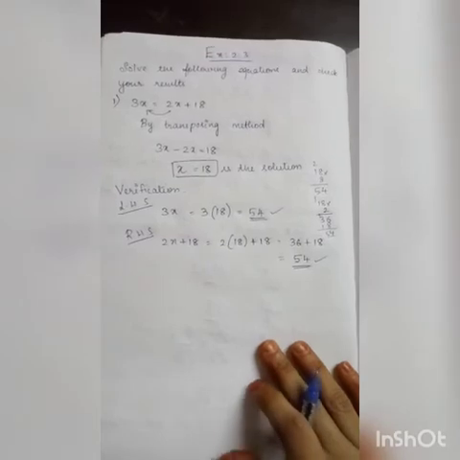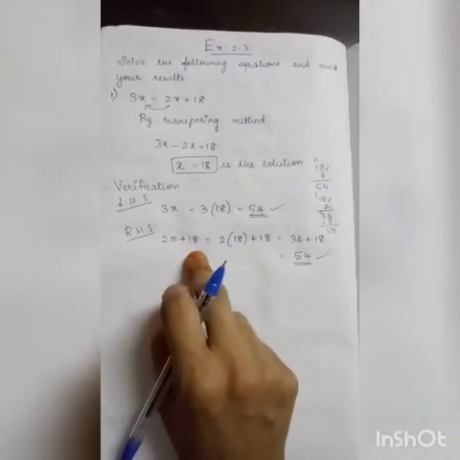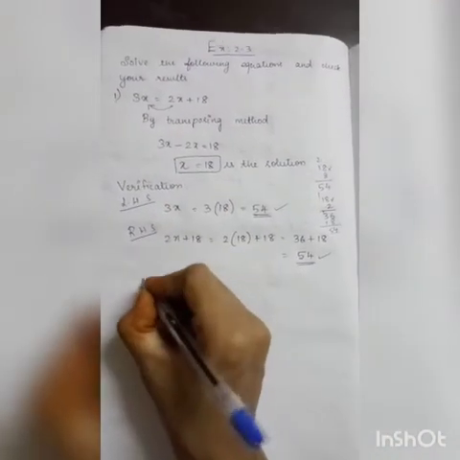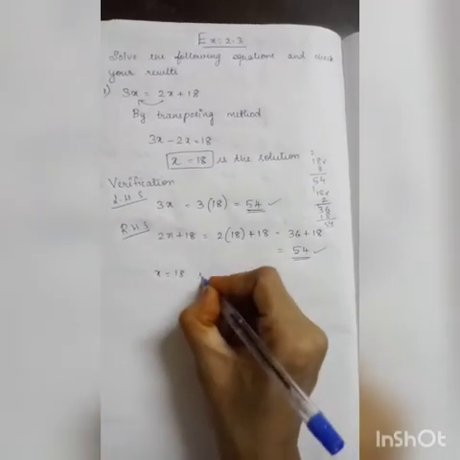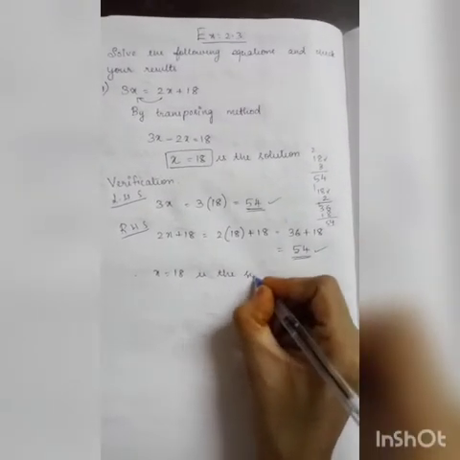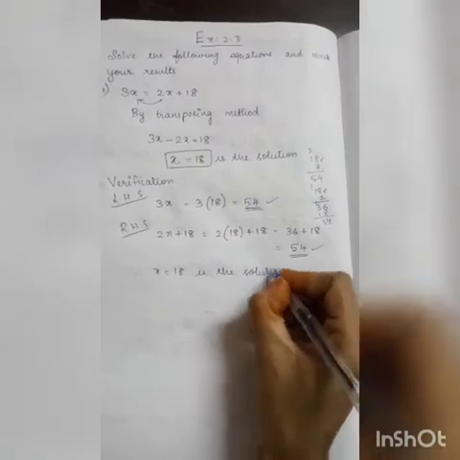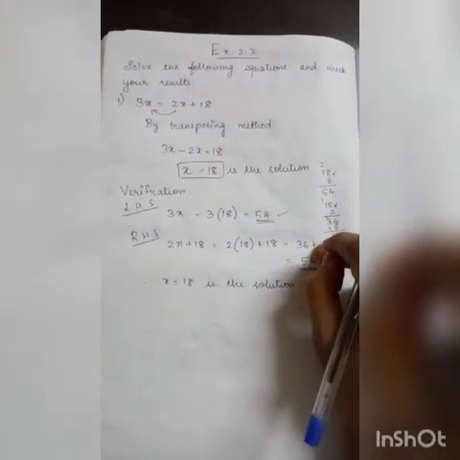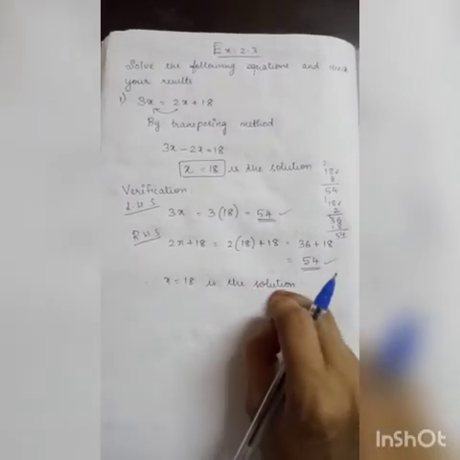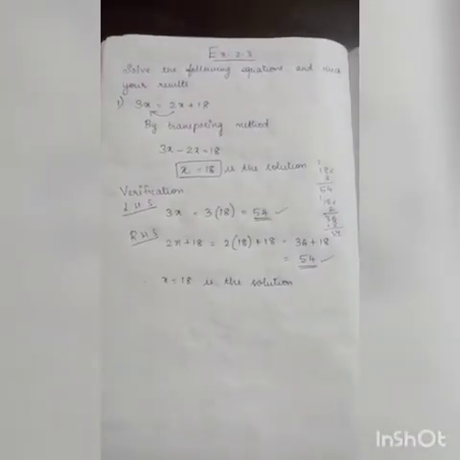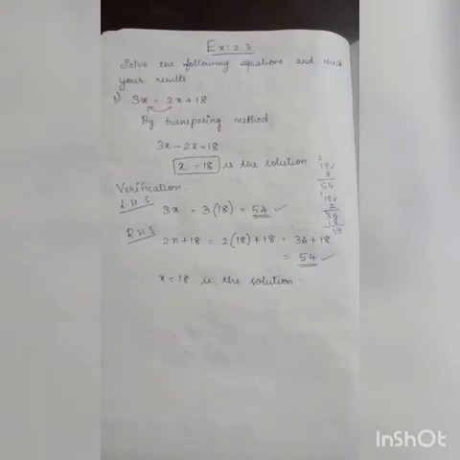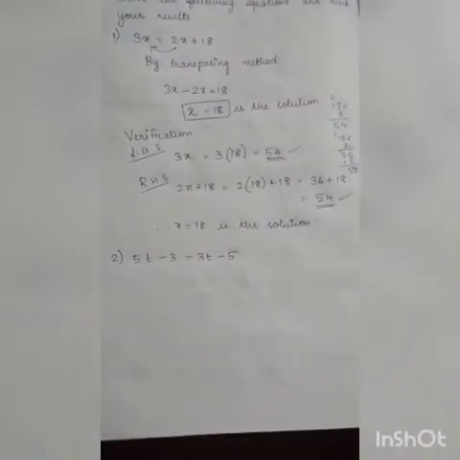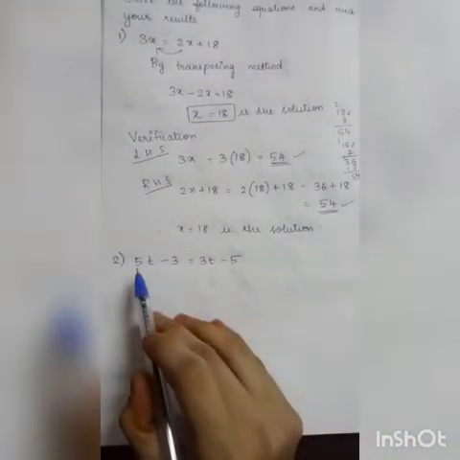So what I am just saying is we have checked our result. Therefore x is equal to 18 is the solution for the equation. Okay. We have got LHS and RHS as same. So we are saying that x is equal to 18 is the solution for the given equation. Understood? Second question. What is the second question given?